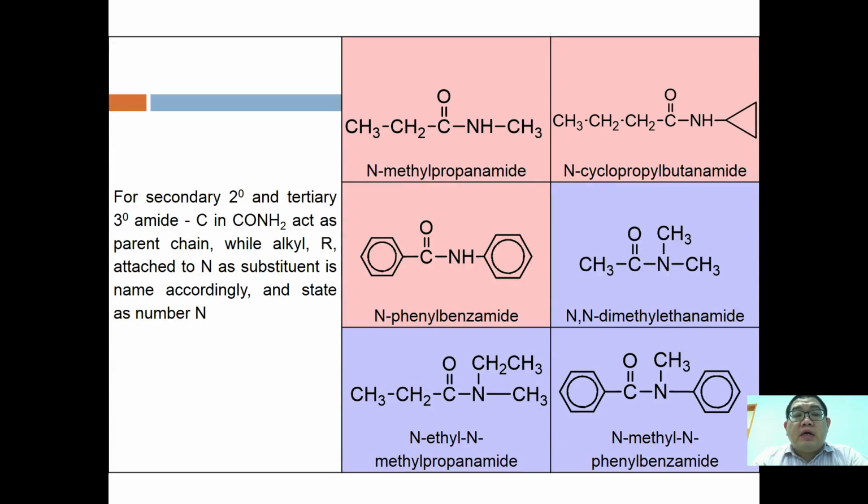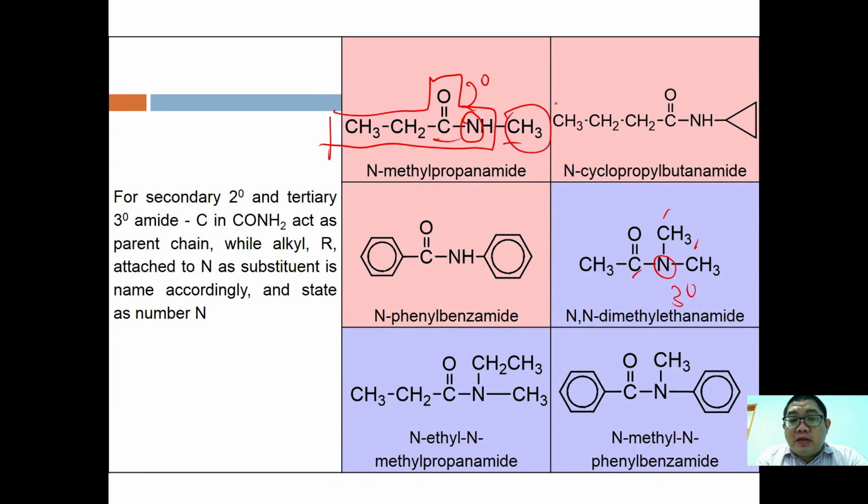For secondary and tertiary amides, the classification is based on how many carbons surround the nitrogen. Since this nitrogen is surrounded by 2C, it's called a secondary amide. And if this nitrogen is surrounded by 3C, this one is called a tertiary amide. So the C in the CONH2 is the parent chain, while the alkyl attached to the nitrogen is named as a substituent, and the letter N is given for the alkyl that is attached to the nitrogen. For example, if the parent chain is CONH2 with 3C, that is propanamide with 1 methyl, so N-methyl propanamide.